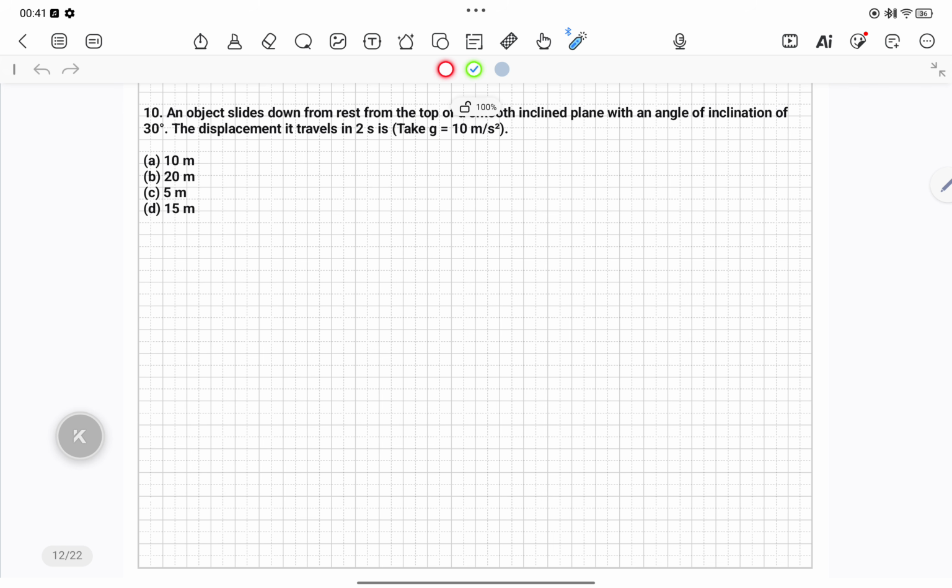Question number 10. An object slides down from rest from the top of an inclined plane with an angle of inclination 30 degree. The displacement it travels in 2 seconds. Suppose this is the horizontal plane which is making angle 30 degree, and the object is at this position.